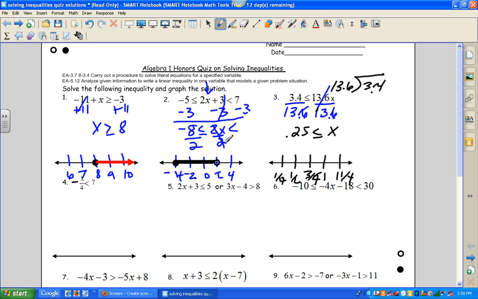Alright, so x is greater than or equal to, and on my graph I want to have a solid dot. Put that on 0.25, and then go ahead and shade in to the right because it is greater than or equal to. Okay, that's 1 through 3, and 4. 4, 5, 6 will be next.